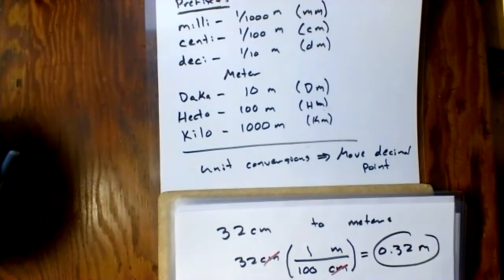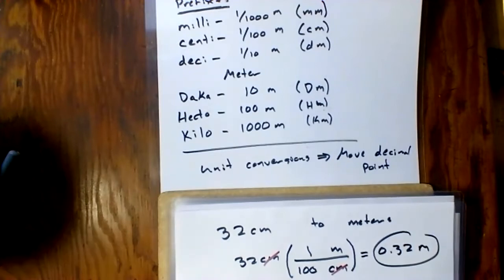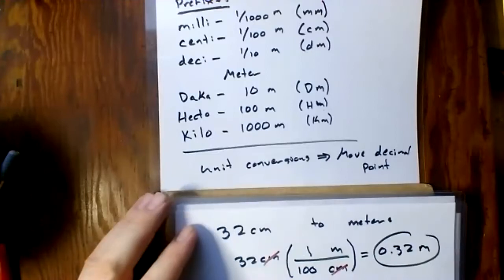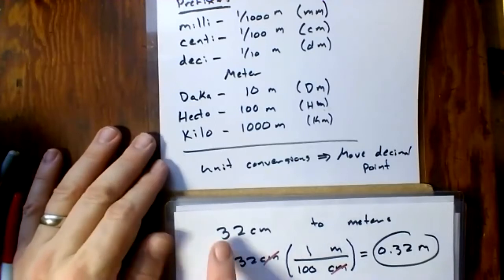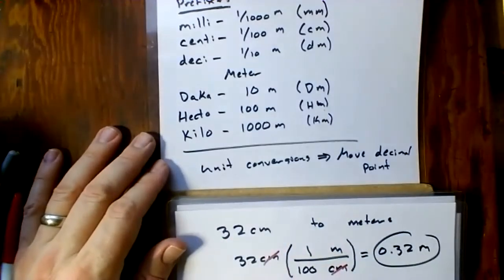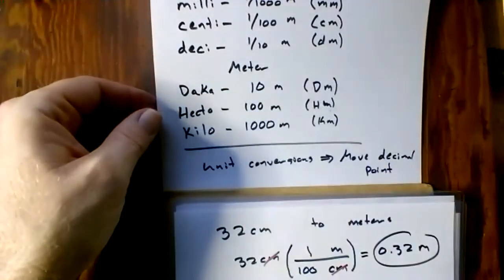This is actually, in some ways, the long and harder way of converting. A lot of what we're going to do is, since all we're doing when we're converting between two units in the metric system is moving our decimal point, we just need to know how many places.